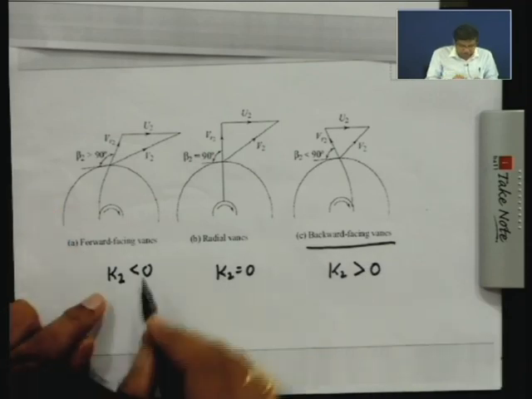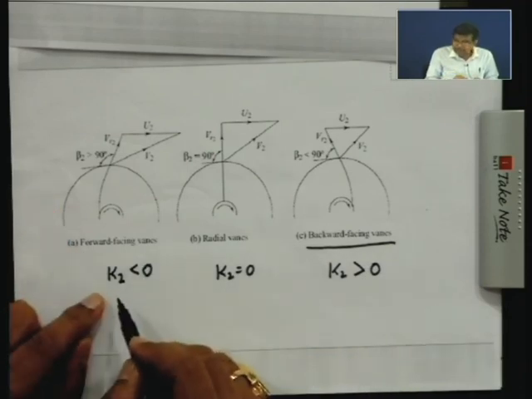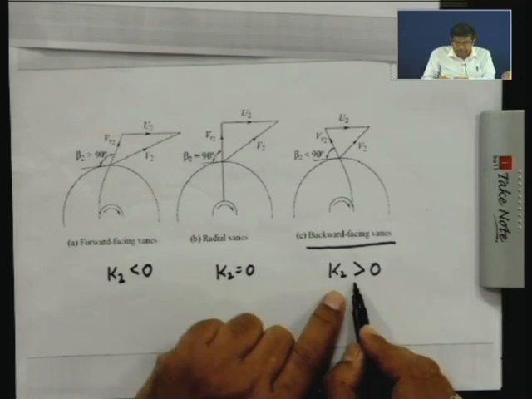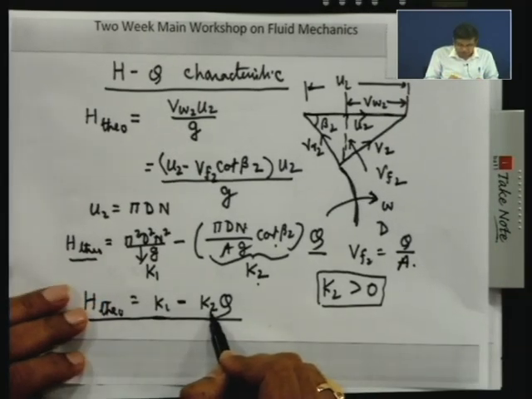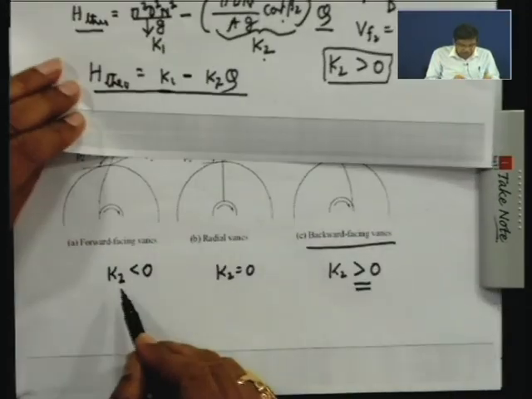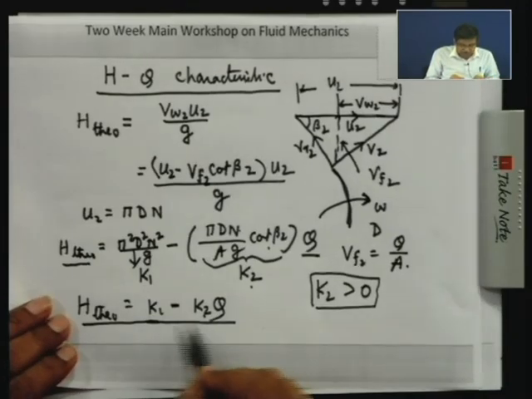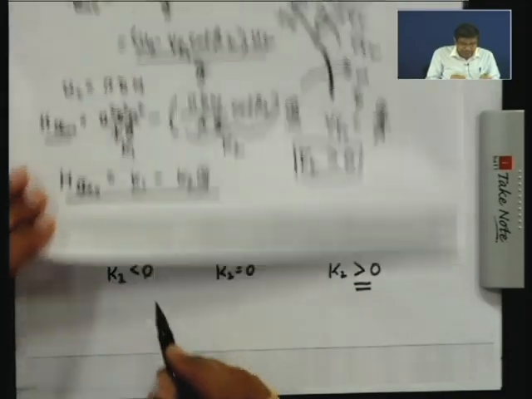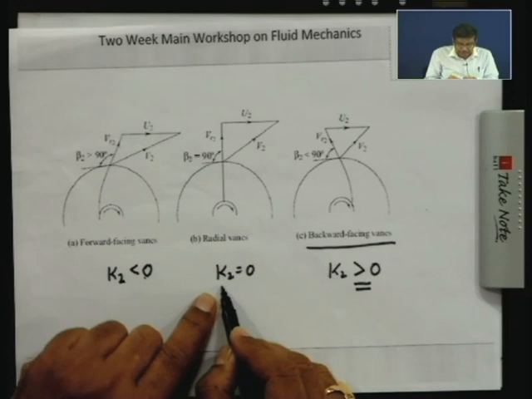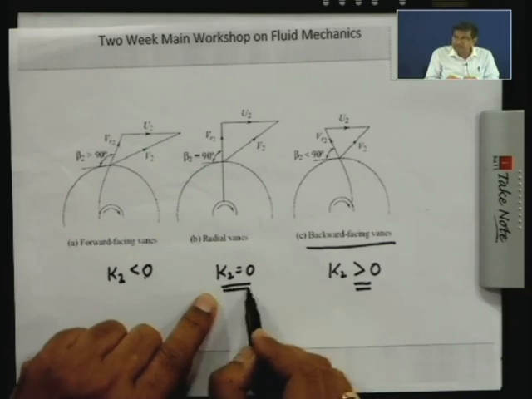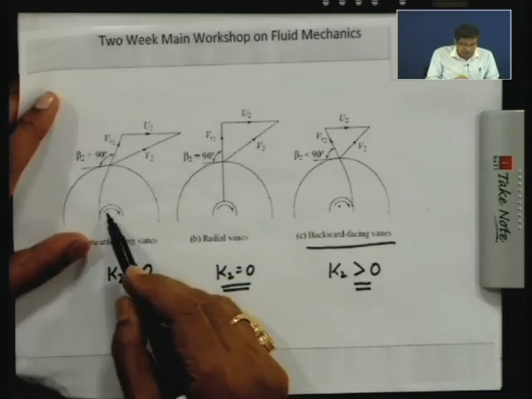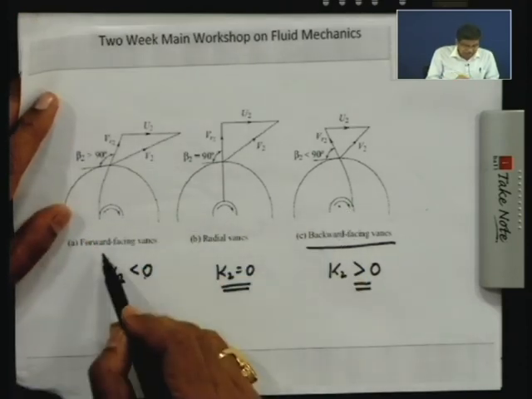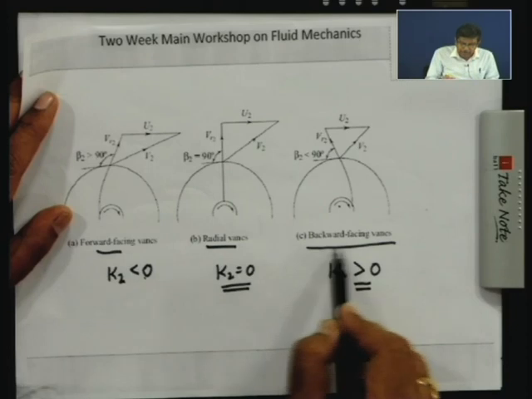So therefore, the head discharge characteristic being linear with a negative slope is valid for the backward facing vane, because K1 is positive. But in a forward facing vane, K1 is less than 0, that means K2 is less than 0, that means this is positive. This is linear with increasing slope, and in case of radial vanes, it is independent of the discharge. So this shows the influence of the different types of blades, that is the forward facing, radial and backward facing vane.